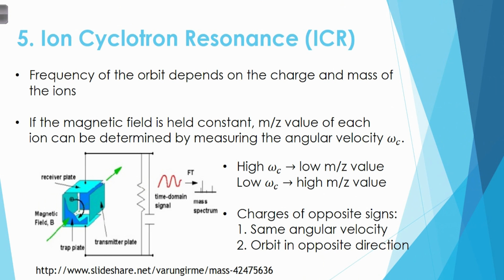The frequency of the orbit depends on the charge and the mass of the ions, not the velocity. If the magnetic field is held constant, the mass-to-charge ratio of each ion can be determined by measuring the angular velocity. The relationship is that at high angular velocity, there is low mass-to-charge ratio, and at low angular velocity, there is high mass-to-charge ratio. Charges of opposite signs have the same angular velocity. The only difference is that they orbit in the opposite direction.